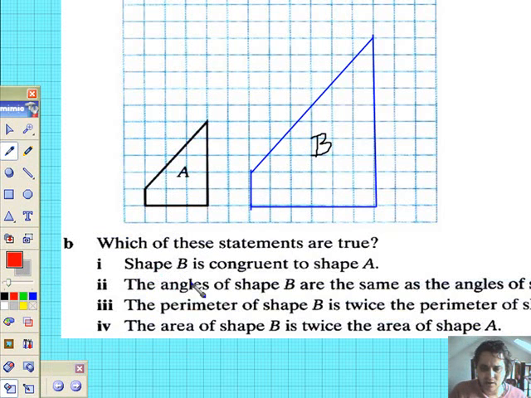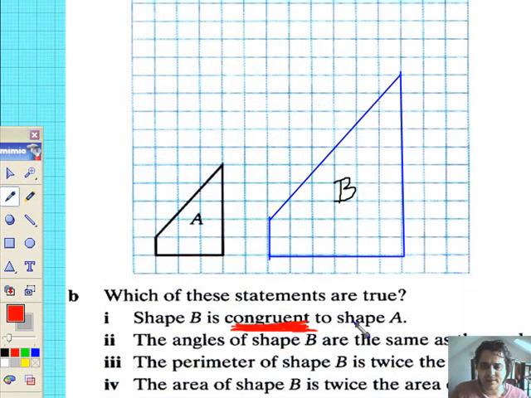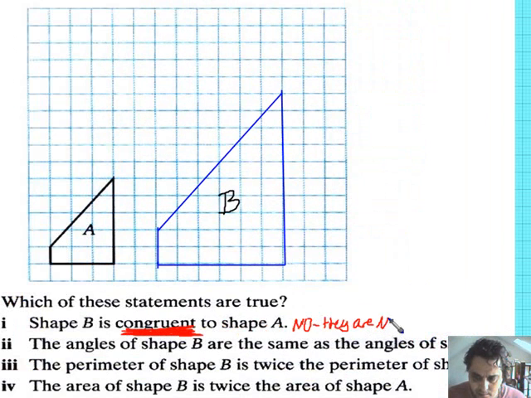Which of these statements are true? Is shape B congruent to shape A? Congruent means identical shape and size. Answer is no. Now I'm getting really glitchy. So no, they are not identical. They are mathematically similar because B is the enlargement of A, but they're not congruent because they're not identical in every way.